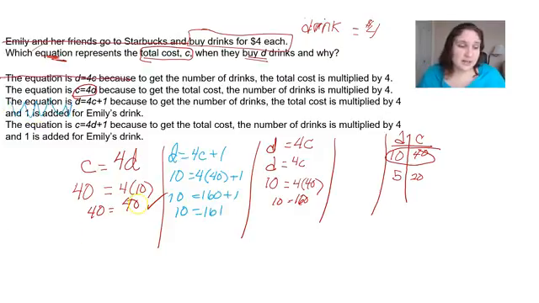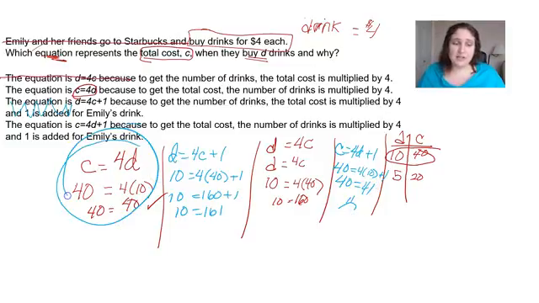The equation is C equals 4D plus 1. Again, let's plug in our numbers. That means 40 would have to equal 41, which of course it doesn't. So there's our proof. C equals 4D.